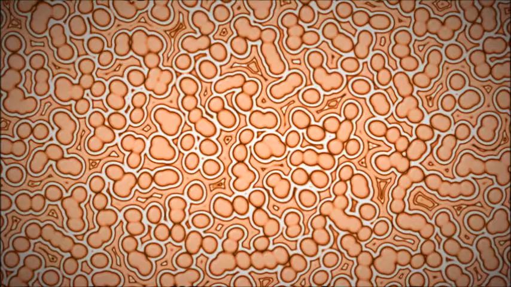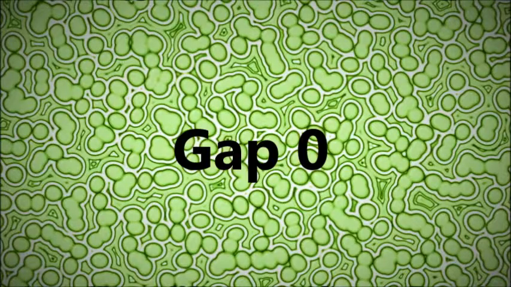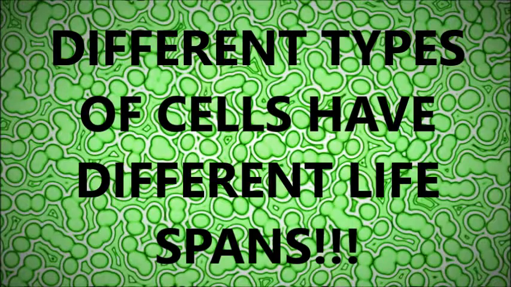However, some cells may decide to leave the cycle temporarily or permanently during gap 1 in interphase. When this happens, it is called gap 0. Different types of cells also have different lifespans. For example, red blood cells live for around 120 days, and brain cells live around 30 to 50 years.